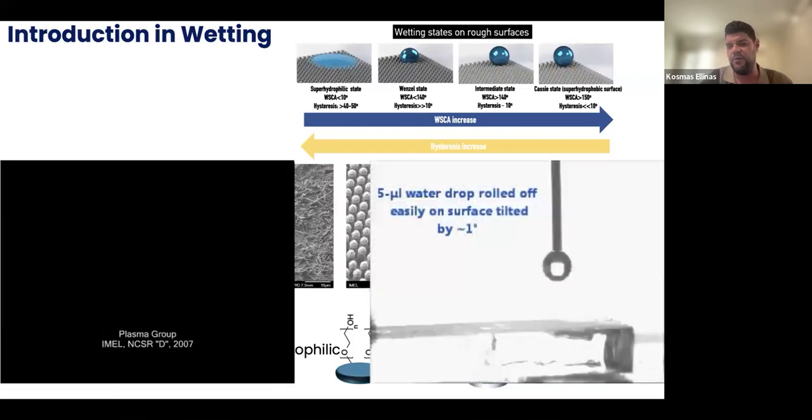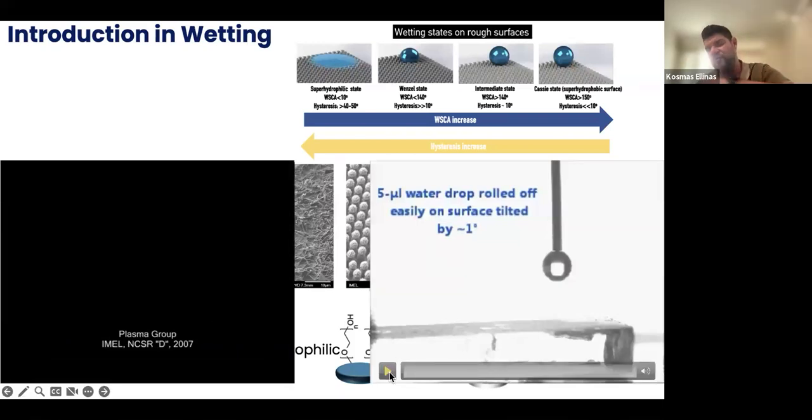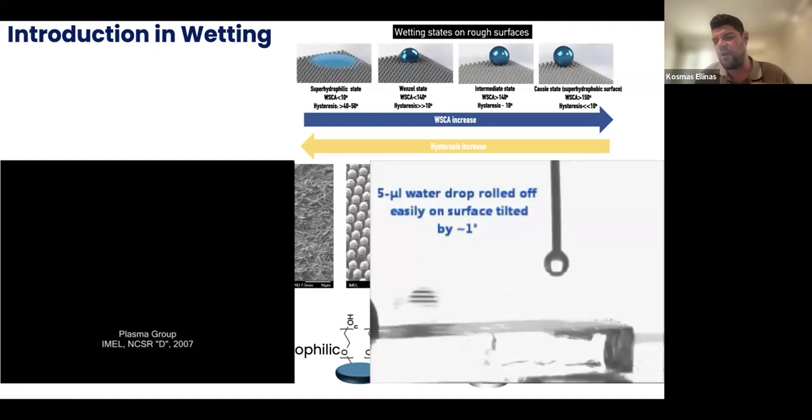Whereas if I go to the other extreme, which is the super hydrophobicity, we will see that drops will roll off easily by the surface without any interaction with it. So by controlling the topography and the surface chemistry, I can control the wetting properties of the surface.